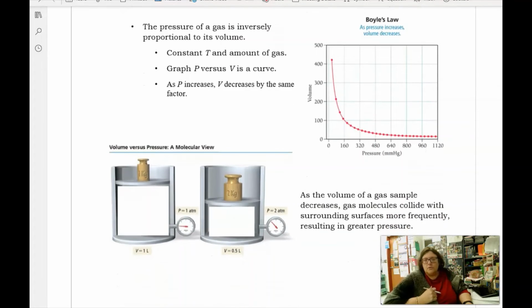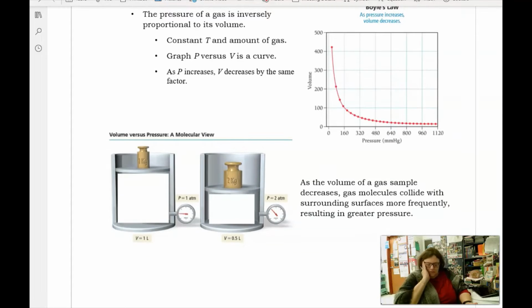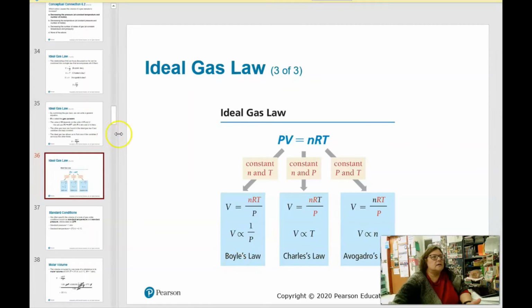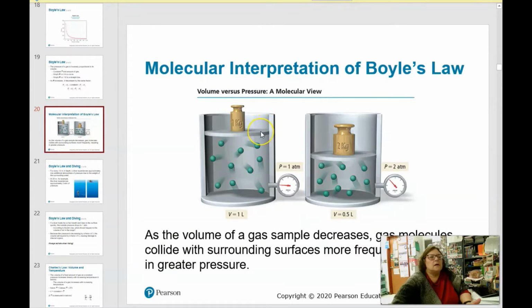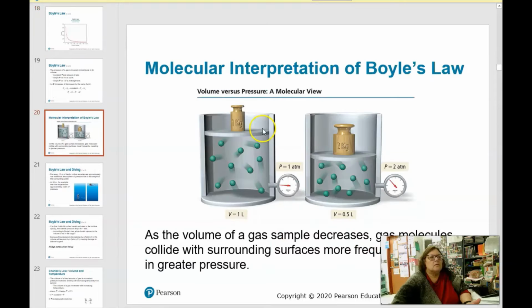And here's a picture of the graph that we've already done in our gizmo. Here, this piece we didn't do in the gizmo. What I want you to do is draw a picture of what's happening to the gas particles. And what that looks like is right here. In the first picture, the volume is 1 liter and the pressure is 1 kilogram. That's the weight that's on there.